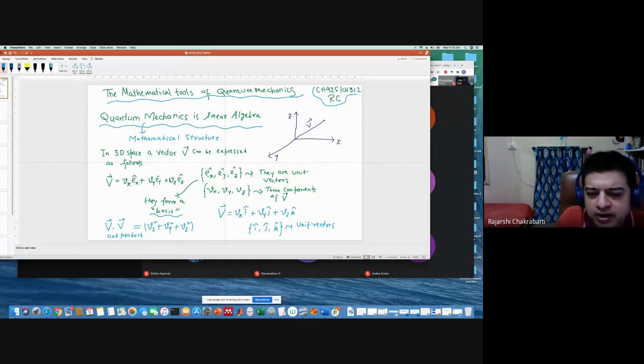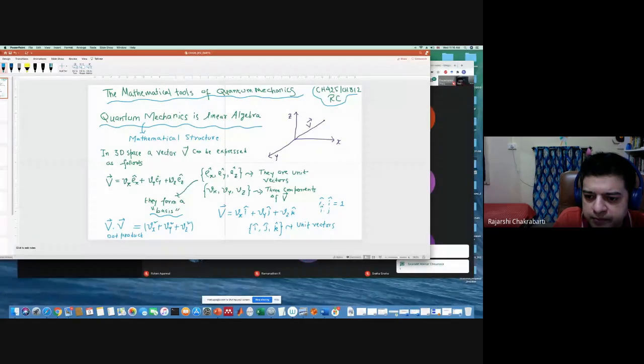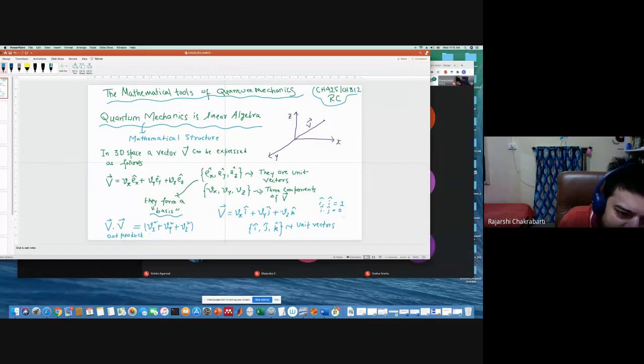Very simple, you know why? Because if I take the dot product between i and i, what is the answer? Tell me. i dot i is 1. Similarly, i dot j is 0. You know all these things. I'm not writing everything. So this is called v dot v, and this is called the dot product. And there is also another name for this. This is called the scalar product.